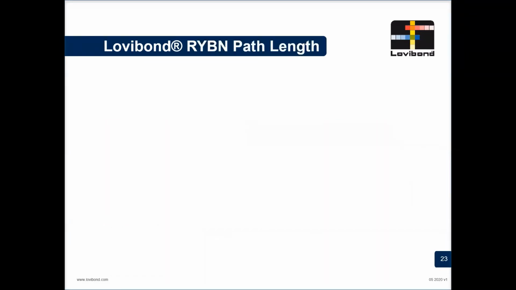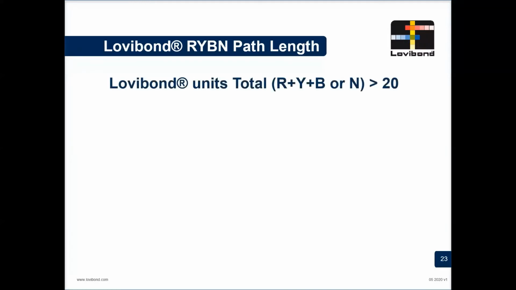So this sort of feeds in to the path length. We're recommending Lovibond units. If you were in some of the earlier webinars, talking about total of our red, yellow, blue or neutral values, if they're greater than 20, we should really be looking to reduce the path length.